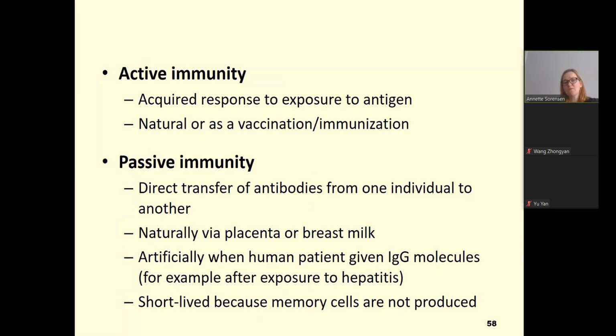It could also be, for example, if somebody is administered or injected with antibodies that have been isolated from somebody else. It is very short-lived, because you don't produce memory B cells in this scenario. So passive immunity does not lead to the production of memory B cells. And it's obviously only when you have memory B cells that you have active immunity.